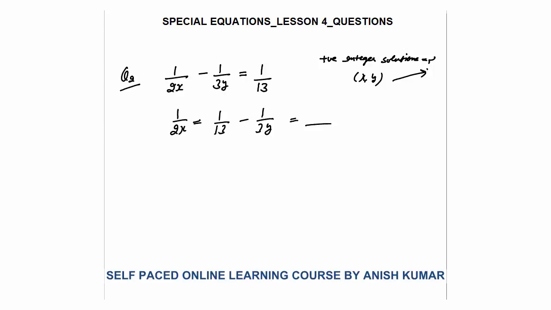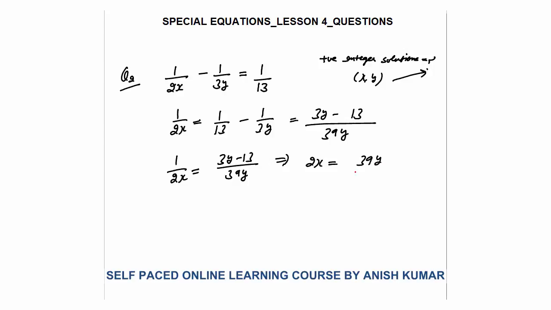If you solve, this is equal to 39y upon 3y minus 13. So 1 upon 2x would be equal to (3y minus 13) upon 39y. Which means that 2x will be equal to 39y by 3y minus 13. That is the value of 2x. And x would be, or you can say, 1 by 2 into 39y upon 3y minus 13.